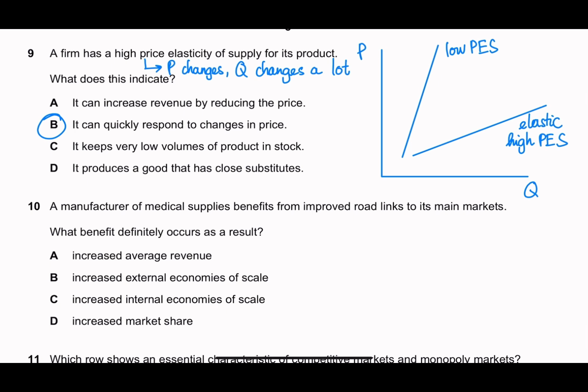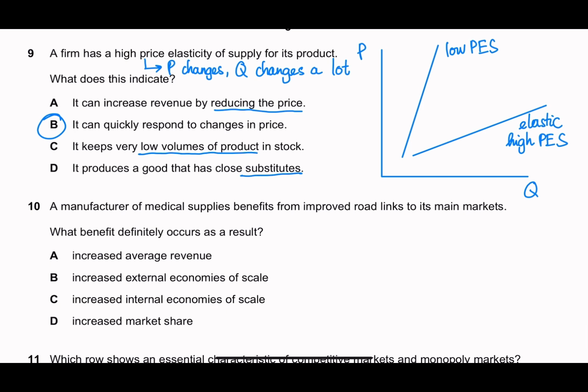And they did not mention anything about the firm substitutes or any product that has close substitute. They also don't mention any volumes of product in stock. If they reduce the price, the quantity would go up, but we're not sure about the decrease of the price, so we cannot calculate the increase in revenue or increase in quantity. So we need actual numbers in order to say that A is true. So because we don't have any information, B is likely to be the correct answer.